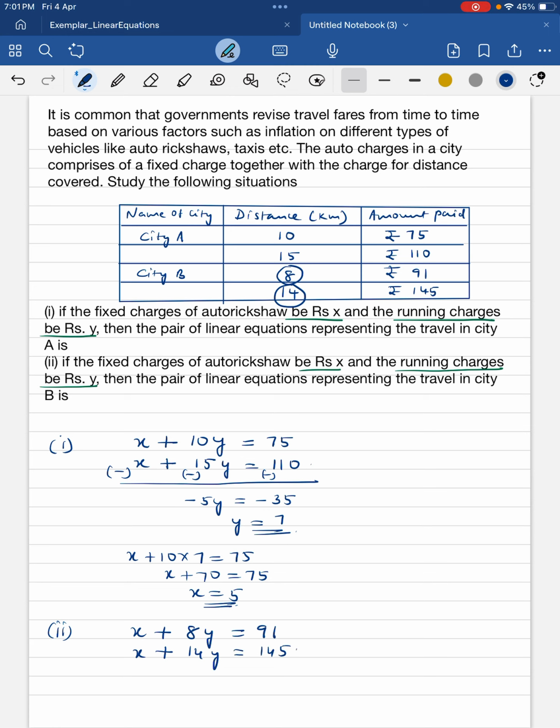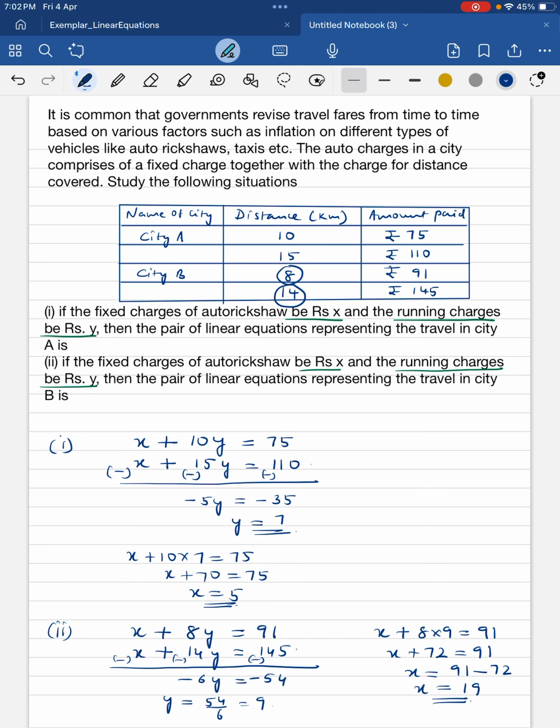Let me subtract the two equations again to find the values of x and y in city B. When I'm subtracting, I would get minus 6y equal to negative 54, or the value of y is going to be 54 divided by 6, which is 9. Let me put this back in the first equation. So x plus 8 times 9 is equal to 91, or x plus 72 is equal to 91, or x is equal to 91 minus 72, which is 19.